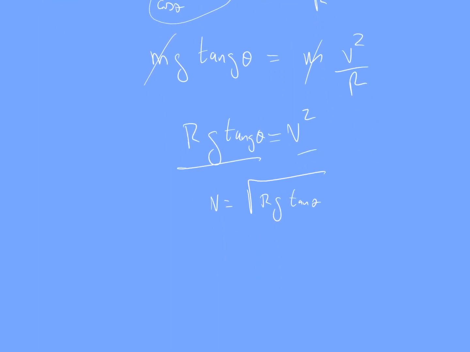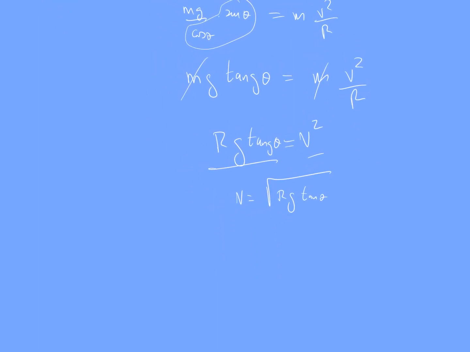Let's do one calculation. Let's say that the radius r is 20 meters. Let's say that the angle theta is 45 degrees. So tangent of theta is tangent of 45, which is 1. What is the velocity that you can take this bank? Theta is 45.